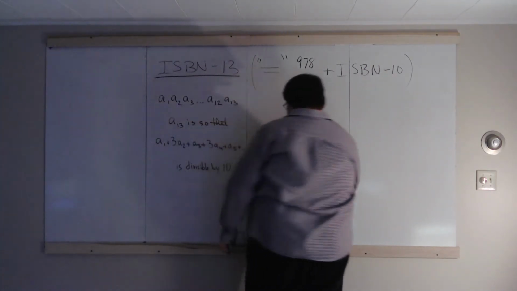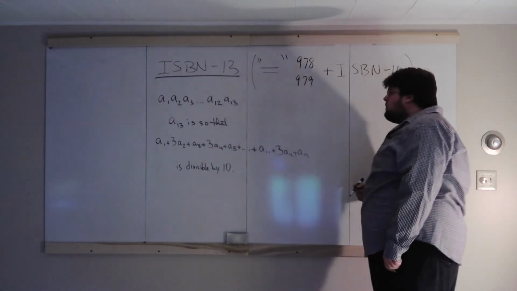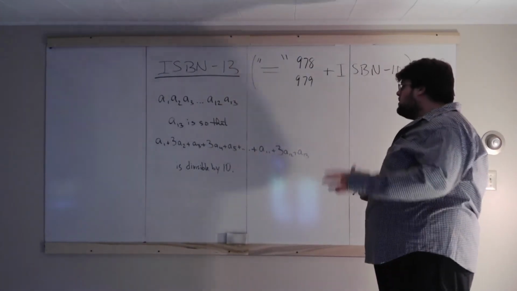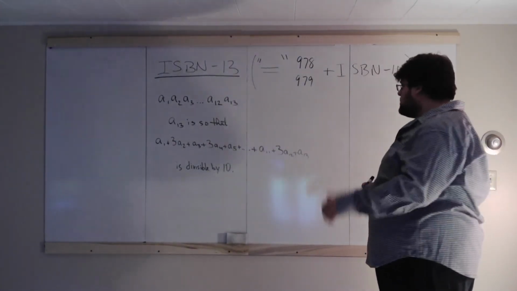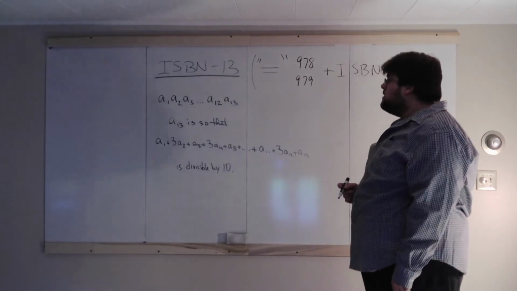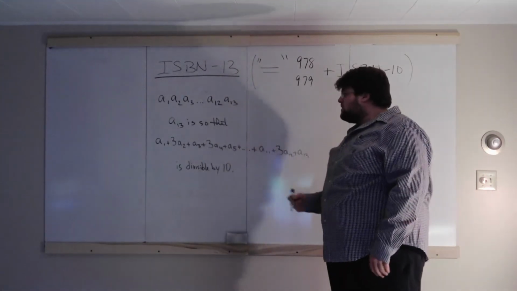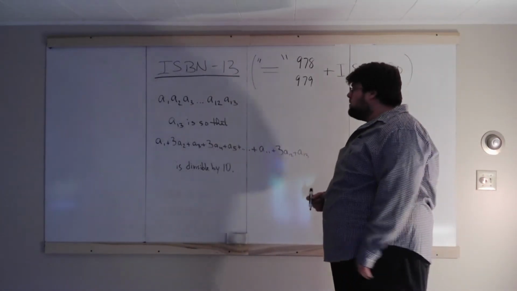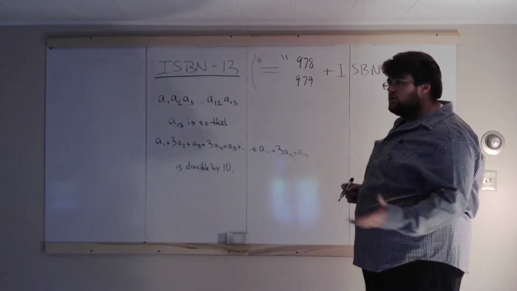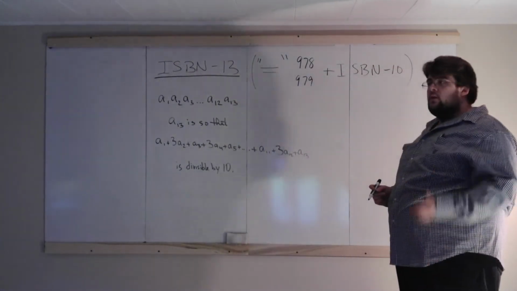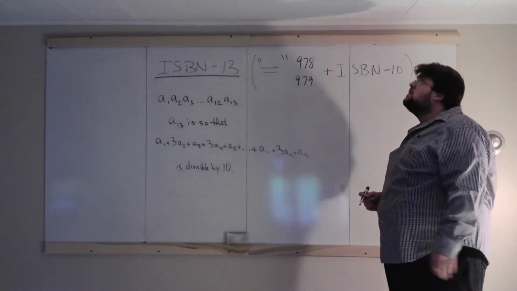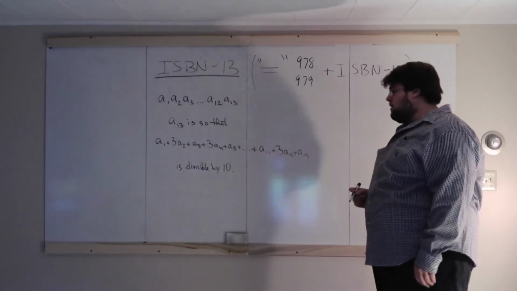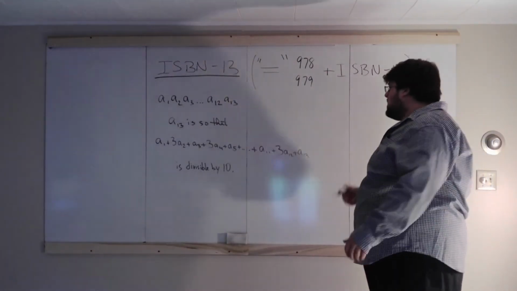Now, this number down here, A1, 3, A2, A3, and so on, we've seen that number before just today. We've seen this weighted sum with weights of 1, 3, 1, 3, and so on for a 13-digit number. It was used in the extension of the UPC code, the 13-digit European code. Had this same type of formula.